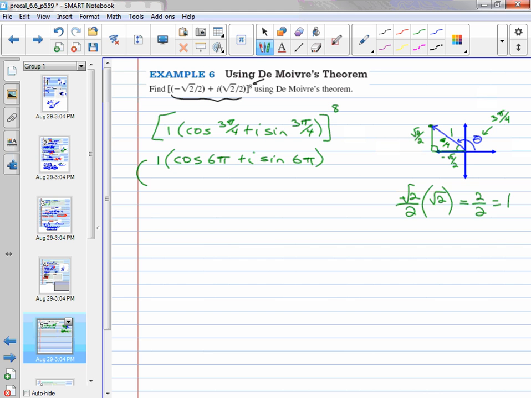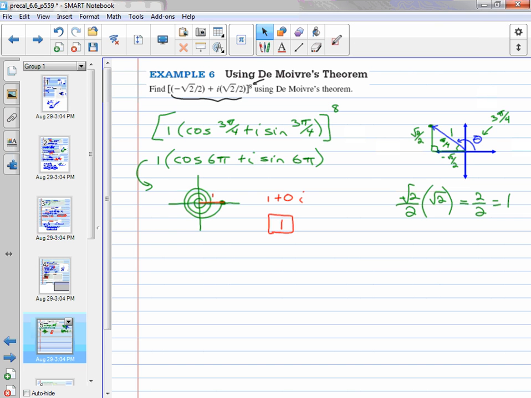I want to convert it back to standard form. Well, if I just do a little diagram of this one, 6 pi, that's really just 3 full circles. 2 pi, 4 pi, 6 pi. I've just ended up back here, a distance of 1 away. So that is 1 in the real, 0 in the imaginary, or that is just the number 1. So you raise that number to the 8th power, the answer is 1.